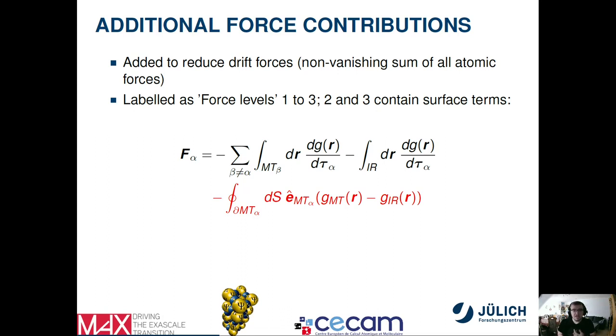And two of them contain surface terms, which give you a difference between the correct force on atom alpha and just the integrands over muffin tins and interstitial region, because you need to take into account that you also kind of differentiate the integral borders. And this is accounted for when you explicitly write this surface integral term with the muffin tin and interstitial quantity subtracted from each other.